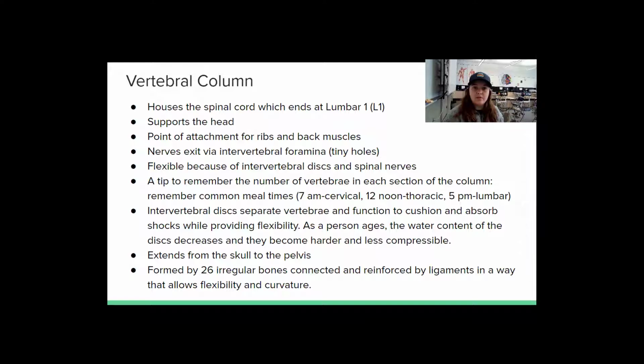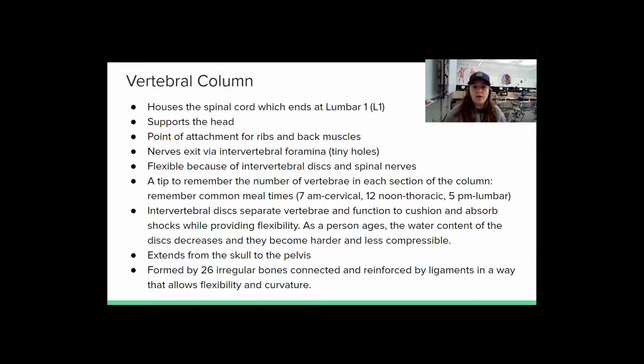And a tip to remember the number of vertebrae in each section of your vertebral column is to think of normal times of eating meals. So 7 a.m., 12 p.m., and 5 p.m. So 7 a.m. refers to your 7 cervical vertebrae, which are the ones that are in your neck. 12 refers to the 12 thoracic vertebrae, which are found in your thoracic cavity, obviously on the posterior side. And then 5 refers to the 5 lumbar vertebrae that you have in your lower back.